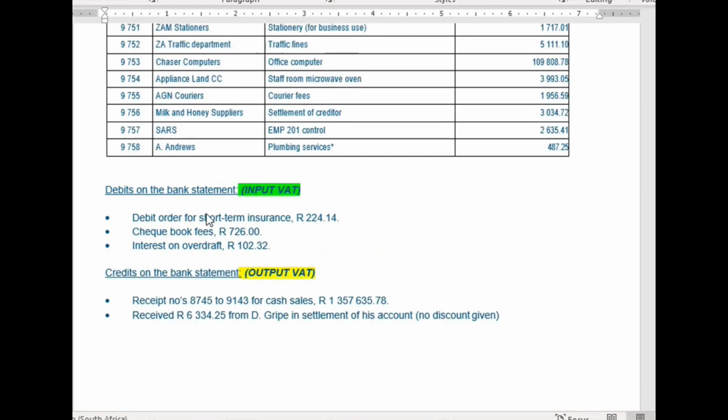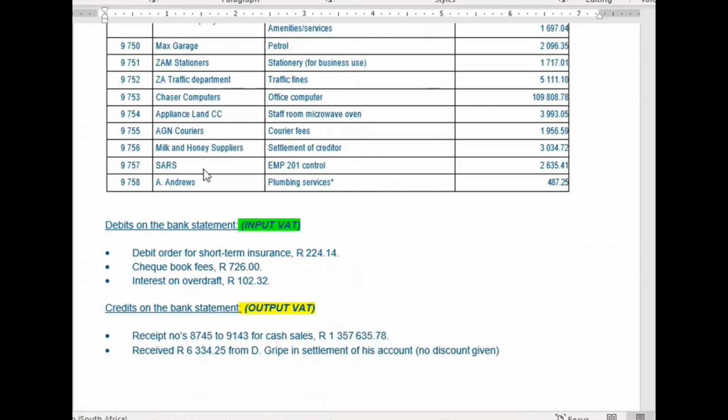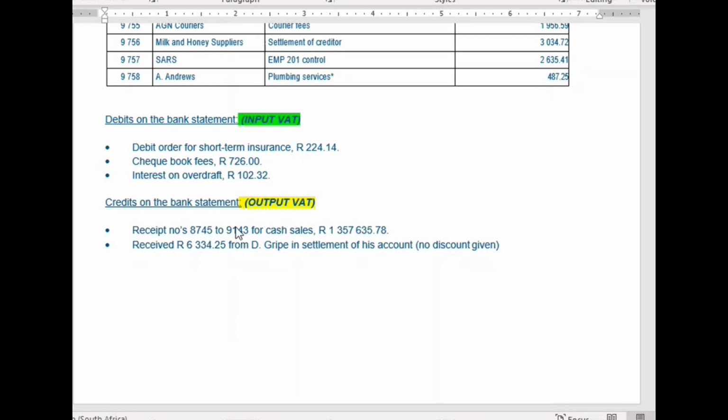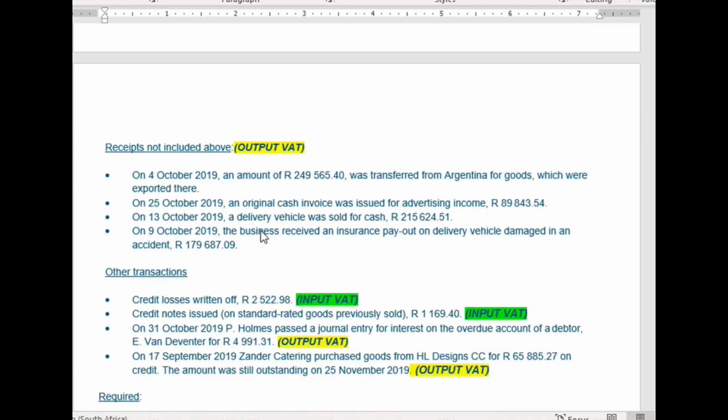So these are common. They are always there and they are always the same. Checks issued will always be input VAT. Debits on the bank statement will always be input VAT. Credits on the bank statement will always be output VAT. And receipts not included will always be output VAT. Okay, that is just because it's not reflecting on your bank statement yet, but you actually gave people receipts when they did these normally cash sales.